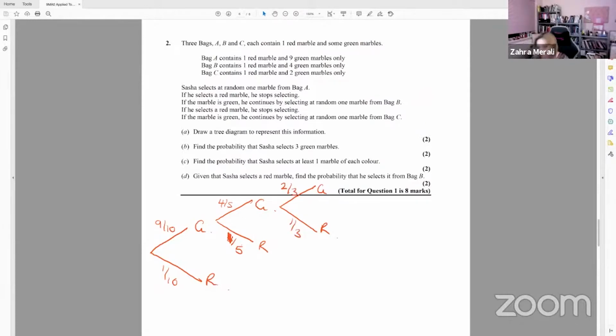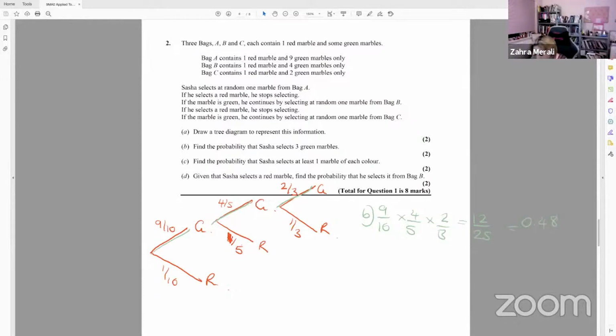Find the probability that it's three green marbles. So if it's three green marbles, we're going green, green, green. Along a branch, we always multiply. So for part B, it's just 9/10 times 4/5 times 2/3, which gives you 12 over 25 or 0.48.